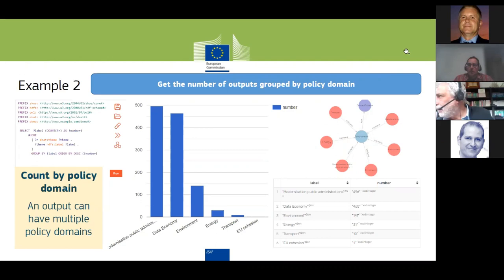So here we have a chart that just gives us the numbers of outputs that are tagged with, for example, data economy. It's more than 460. So again, this is an attribute that is not one-on-one. An output can be linked to more than one policy domain. So the sum of all is, of course, much more than the 500 outputs that we have.